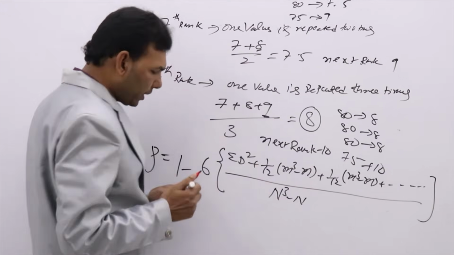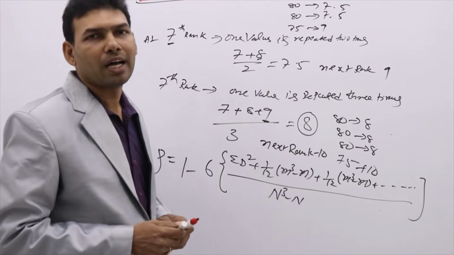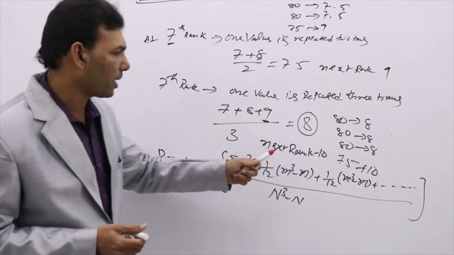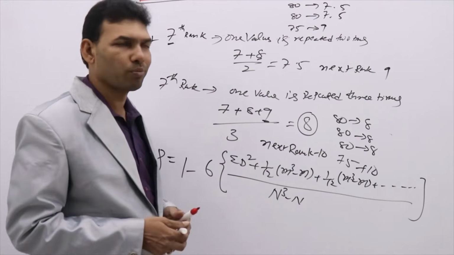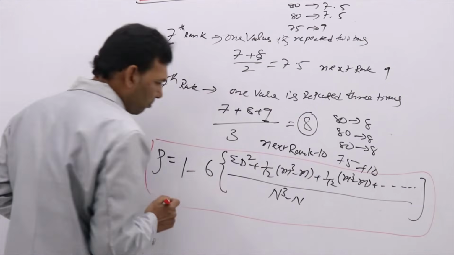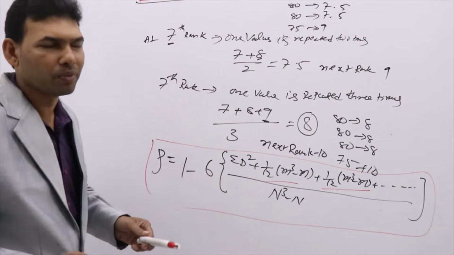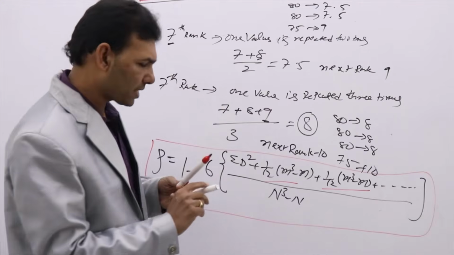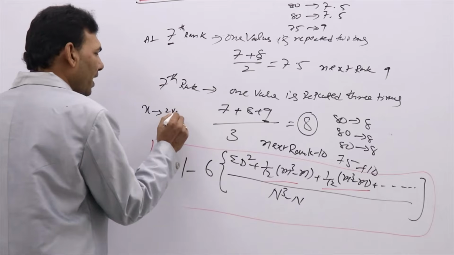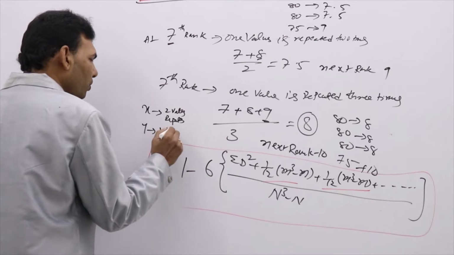Here, this 1 by 12 into m cube minus m is written in the formula depending on how many values are repeated. If two values are repeated, 2 times we are going to write this 1 by 12 into m cube minus m. These terms 1 by 12 into m cube minus m are as many as needed, I said. For example, x and y values are there. In x, 2 values are repeated. In y, 1 value is repeated.